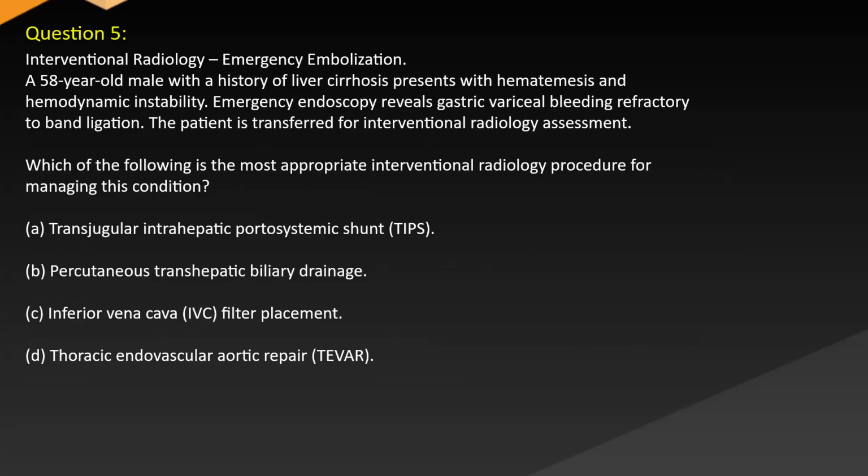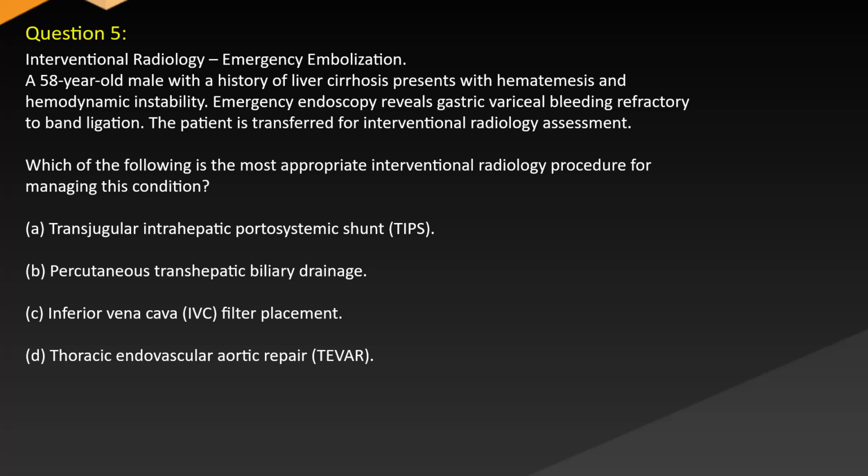Question 5. Interventional radiology. Emergency embolization. A 58-year-old male with history of liver cirrhosis presents with hematemesis and hemodynamic instability. Emergency endoscopy reveals gastric variceal bleeding refractory to band ligation. The patient is transferred for interventional radiology assessment. Which of the following is the most appropriate interventional radiology procedure for managing this condition?